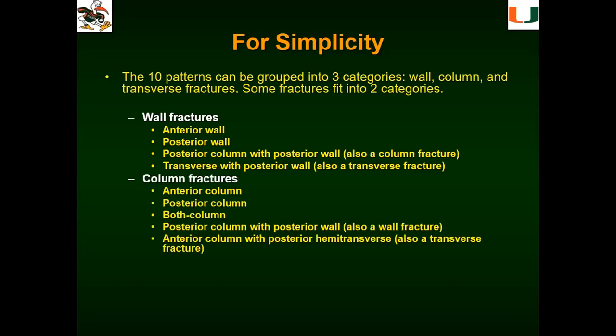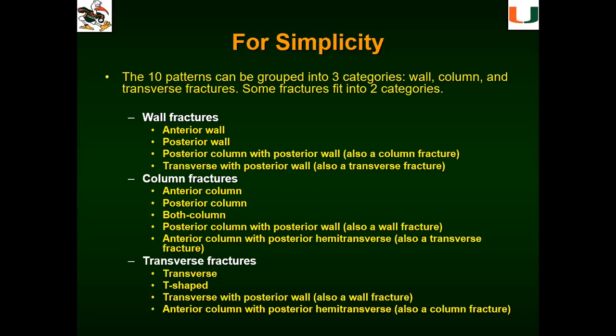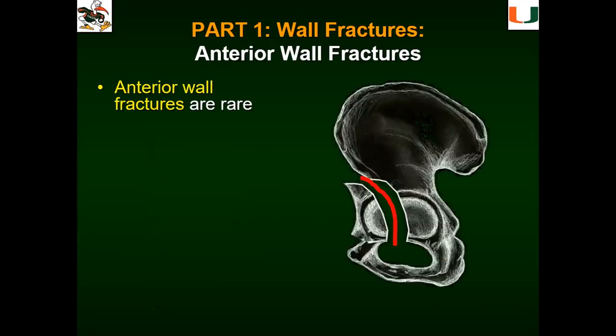And then the column fractures are going to be the anterior or posterior column, the both column, the posterior column with posterior wall, and the anterior column, posterior hemitransverse. And then finally, the transverse fractures are going to be your transverse fracture, your T-shaped fractures, your transverse fracture with posterior wall, and your anterior column with posterior hemitransverse. I know that this is very, very dense, but let's try to break them down according to these three basic groups and go through them.